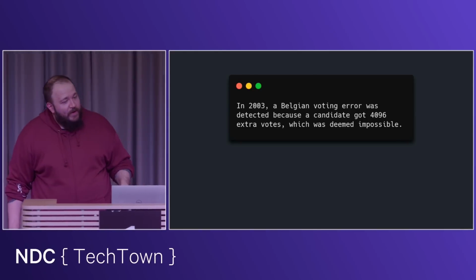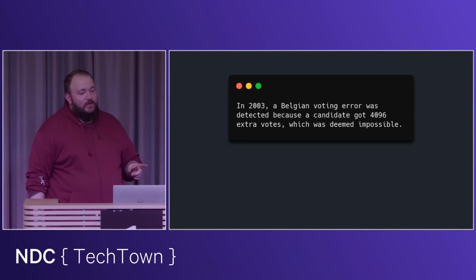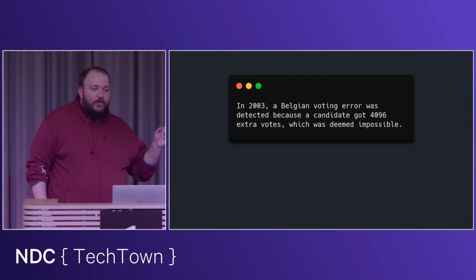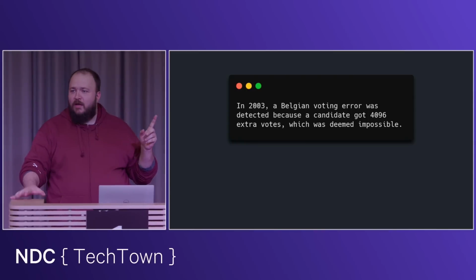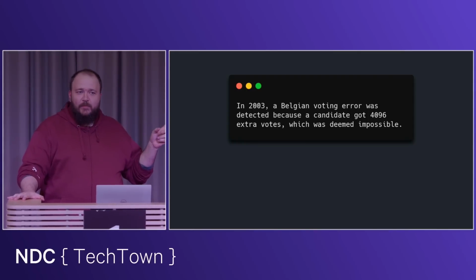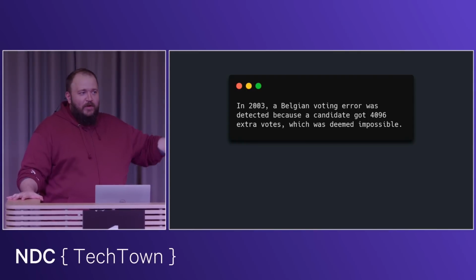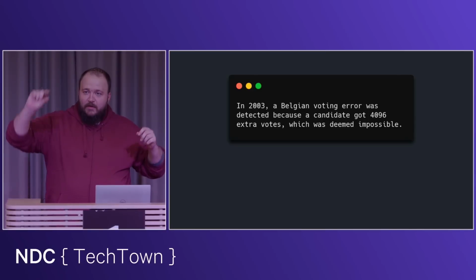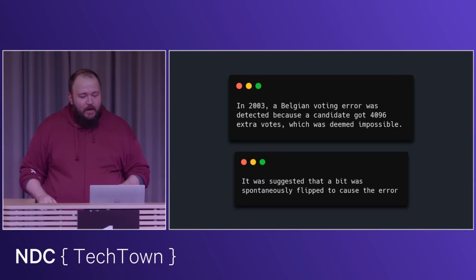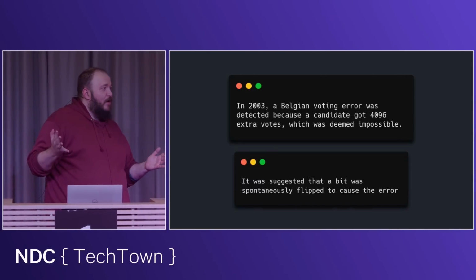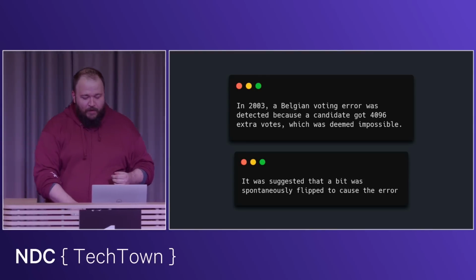So in 2003, a Belgian voting error was detected because a candidate got 4,096 extra votes. What might you think happens if someone gets 4,096 extra votes? Right? There's a good old bit flip. So yeah, that was suggested as the idea. There, good old bit flip.